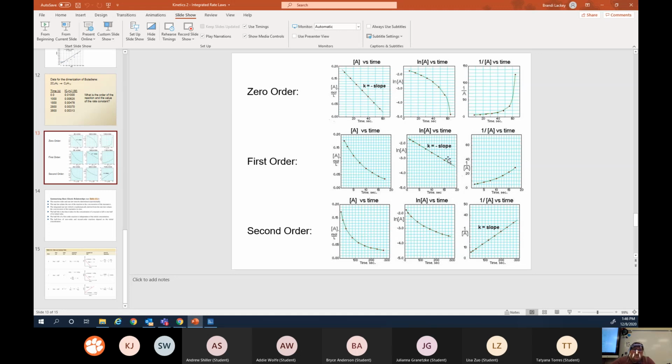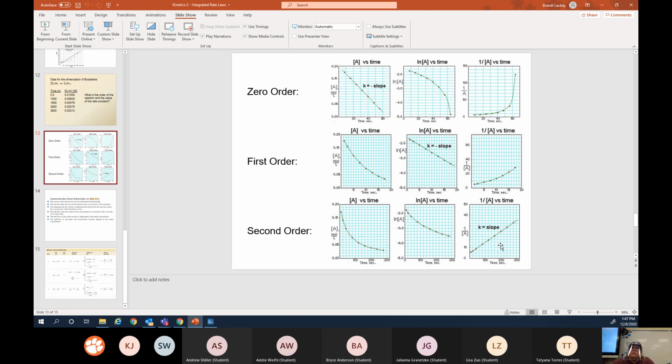First order will be a straight line whenever it's graphing the natural log of the concentration. And yet again, K is going to be equal to the negative slope, so change the sign of your slope to get K. For second order reactions, the straight line is going to be whenever it's graphing 1 over concentration versus time, and K is equal to the slope. So the only one where K and slope, you don't have to change the sign, is second order.